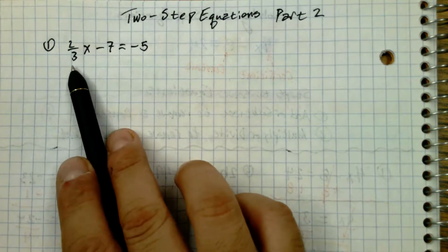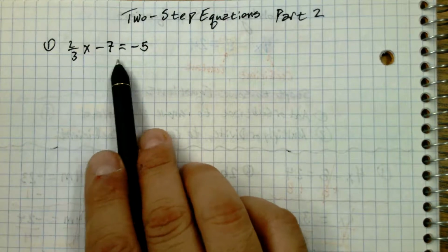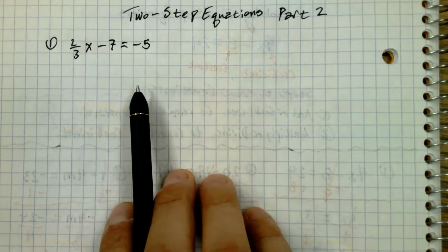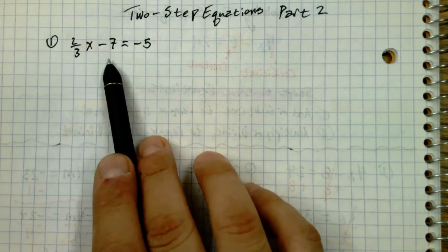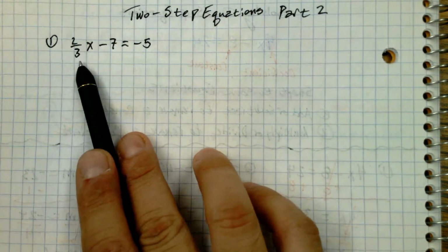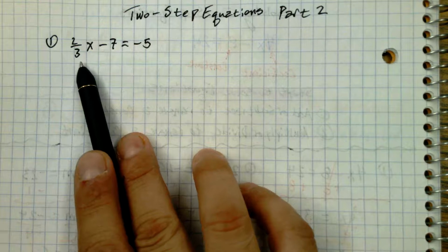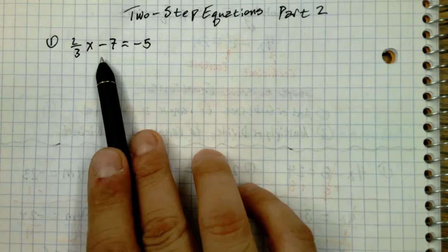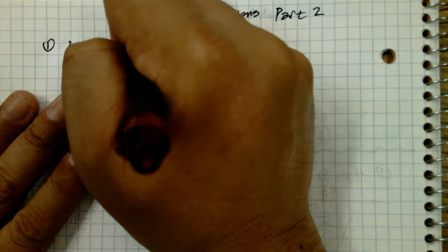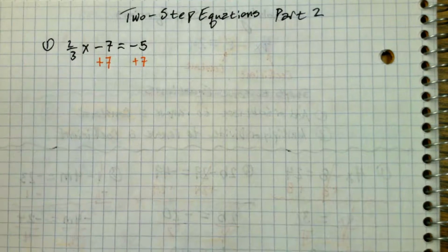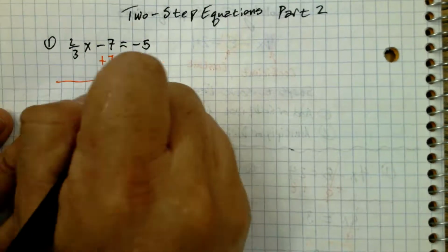So we've got 3 choices: 2/3, -7, and -5. Which number do we get rid of first if we want to solve this equation? 7. Look at where the variable is. Look at the number that's added or subtracted to the variable. That's the constant. So it's -7. We'll do the opposite, a positive or +7. Okay? So let's do that on both sides.